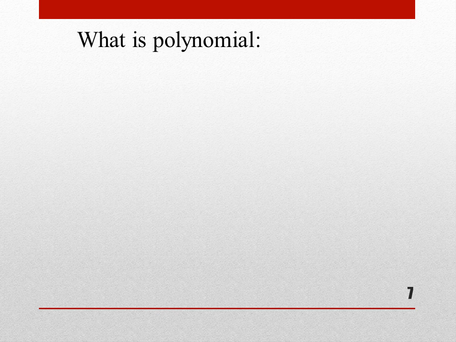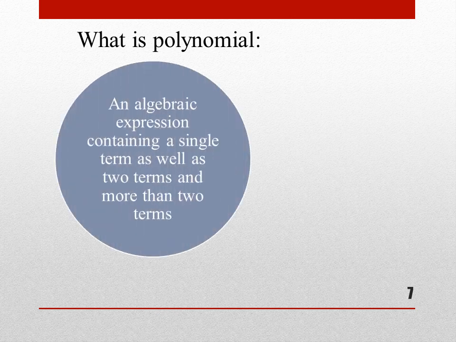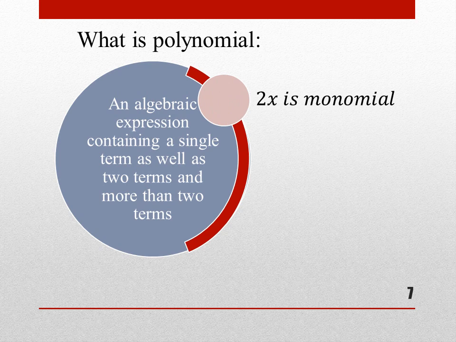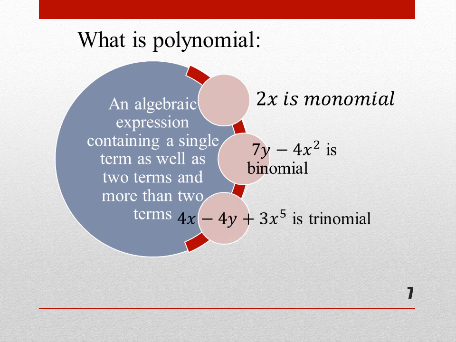What is polynomial? Polynomial is an algebraic expression containing a single term as well as two terms and more than two terms. For example, 2x is monomial. Monomial means single term. 7y minus 4x square is binomial. Binomial means having two terms. Minus 4y plus 3x to the power 5 is trinomial. Trinomial means having three terms. There are three terms, 4x minus 4y plus 3x to the power 5, and they are connected with plus and minus, not multiplication and division.